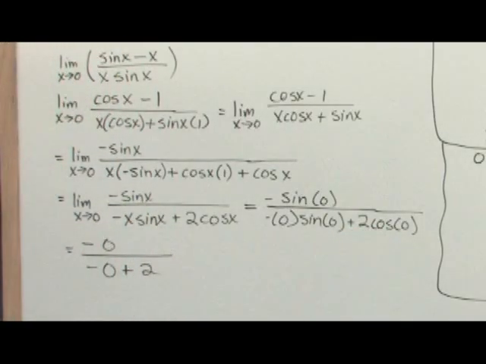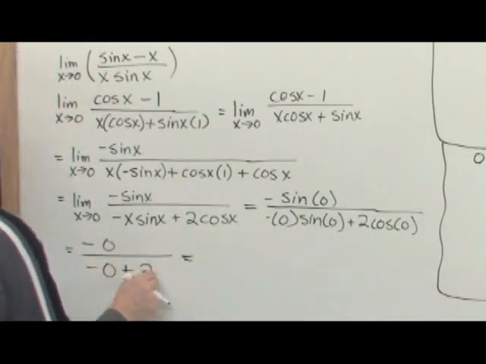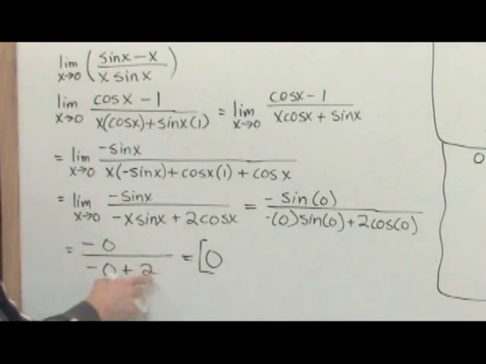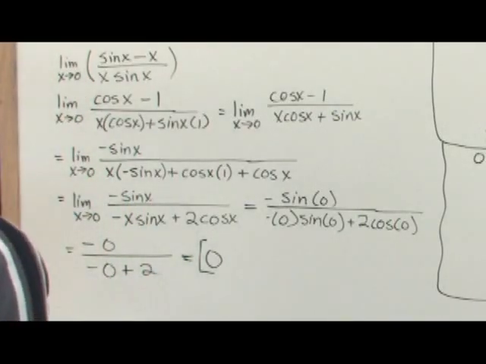Finally, we do not have an indeterminate form. What you have on the top is 0 over 0 plus 2. So you're going to have a big fat 0 here because you have 0 divided by a number, and that's going to drive the whole thing to 0.